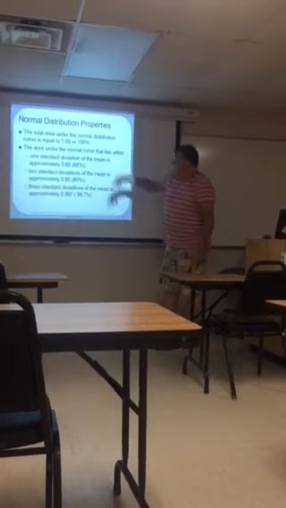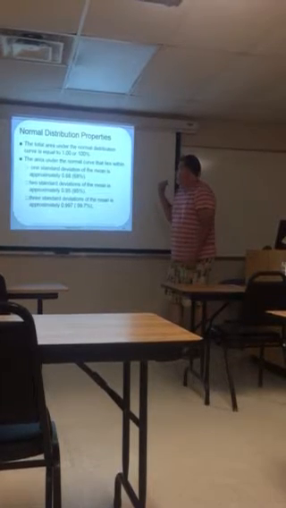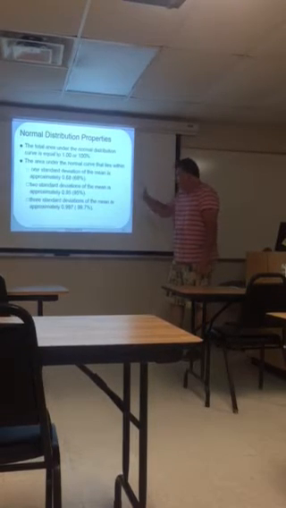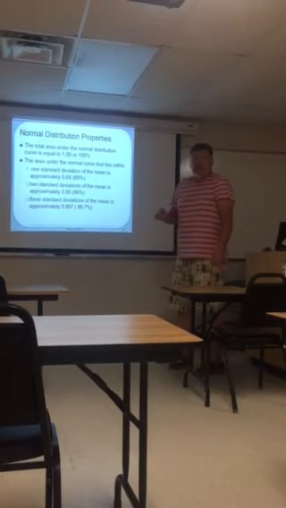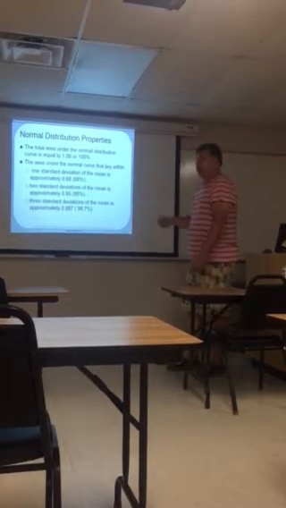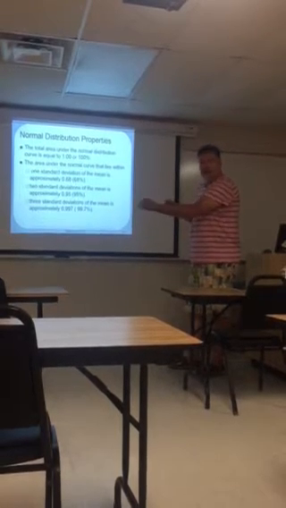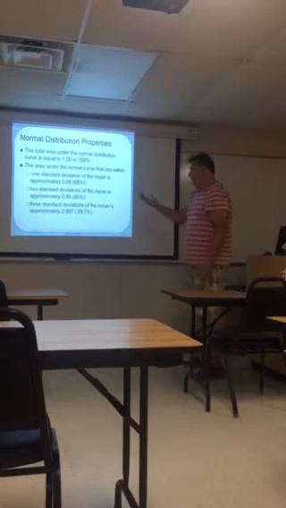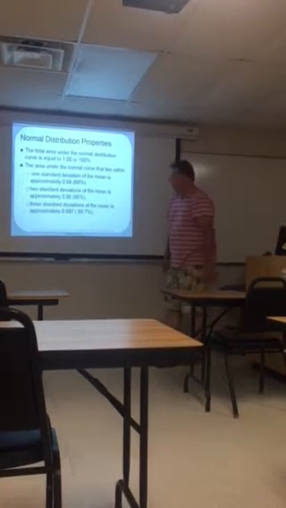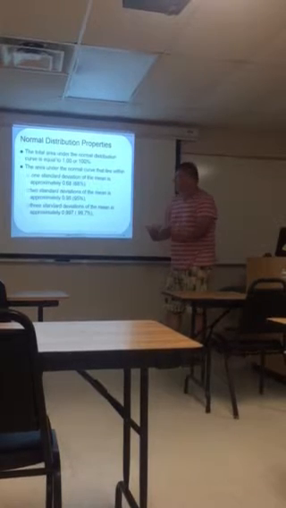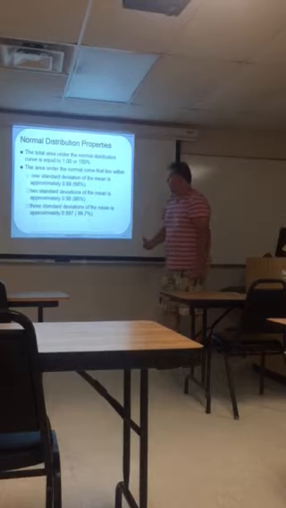So the total area under the normal distribution is 100%. The area under the normal curve that lies within 1 standard deviation, and what that means is positive 1 standard deviation and negative 1 standard deviation. That area between -1 and +1 is approximately 68% of the total area. So most of the area is between plus and minus 1 standard deviation.